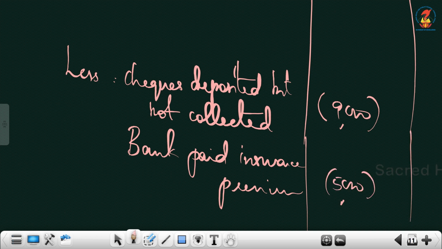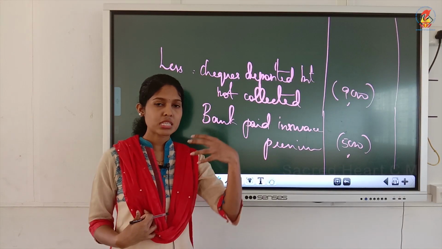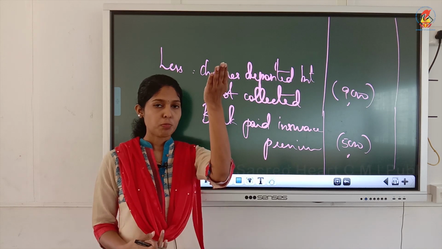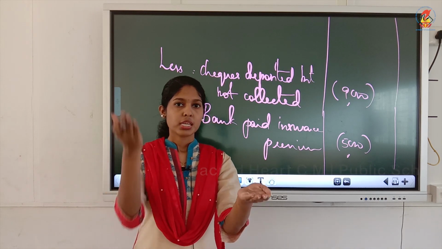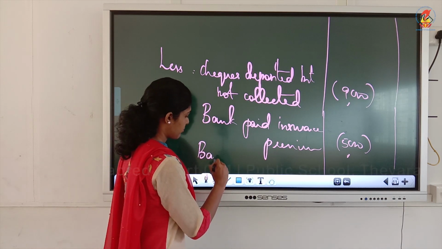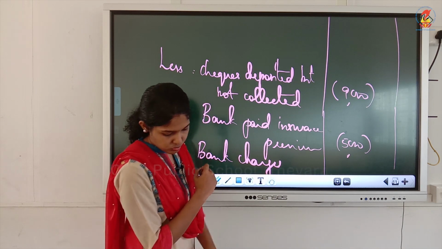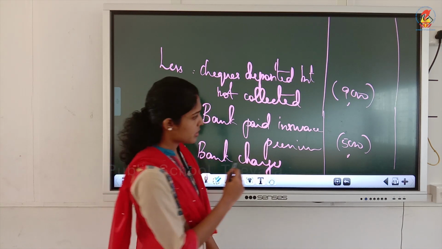The next one is bank charges, that also we discussed in the previous question. Bank is taking the amount from our account. So, passbook will go down, cash book also we have to deduct. Bank charges is 300.